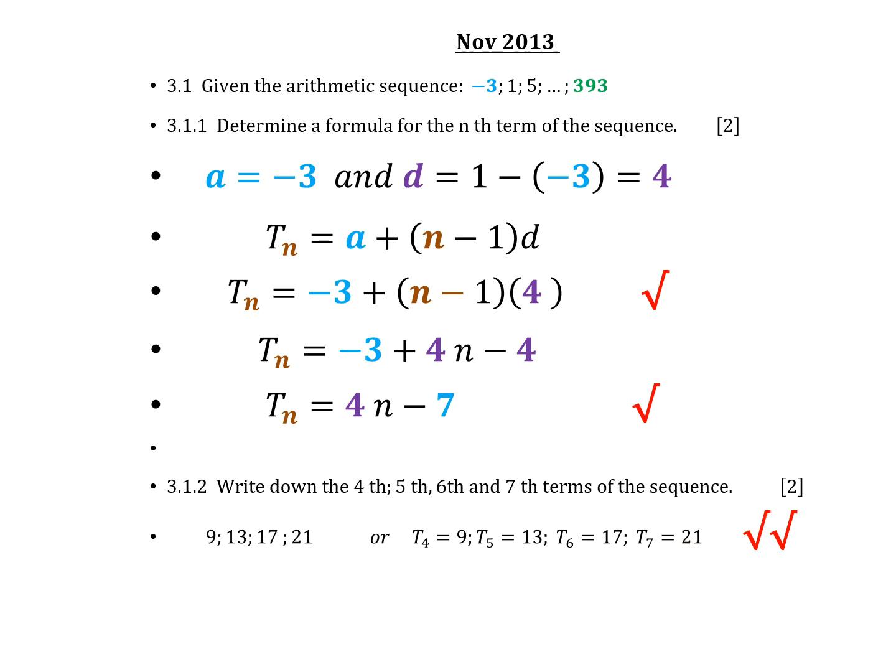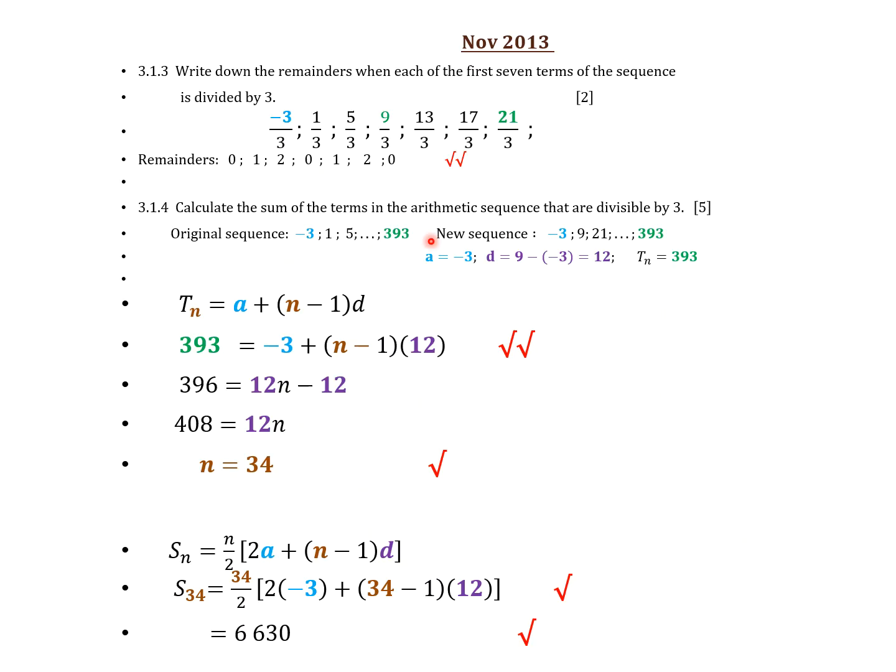Right, now let's look at the next question. Now they say write down the remainders when each of the first 7 terms of the sequence is divided by 3. So my first 7 terms were -3, 1, 5, 9, 13, 17, 21. If I divide them all by 3, 3 goes in -3 once, leaving no remainder. 3 can't go in 1, so the remainder there is 1. 3 goes in 5 once, leaving 5 minus 3, remainder 2 behind. 9 divides perfectly by 3, leaving no remainder.